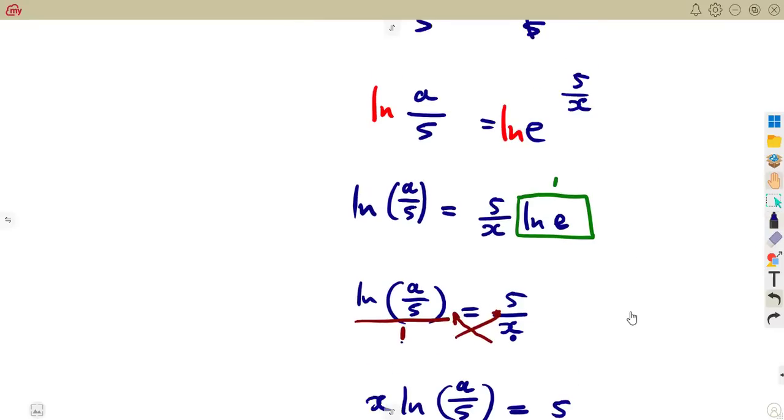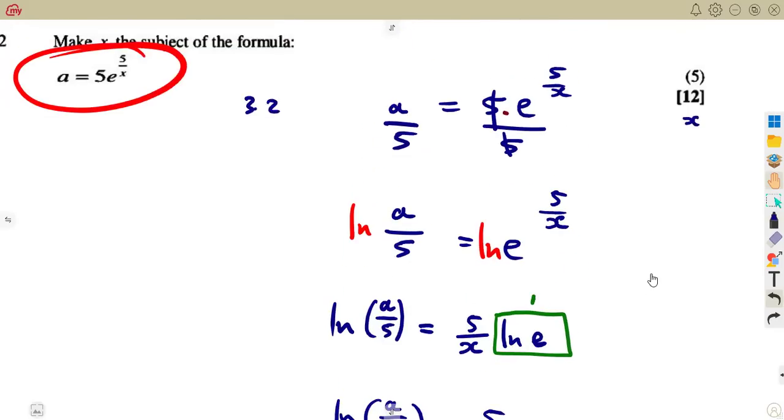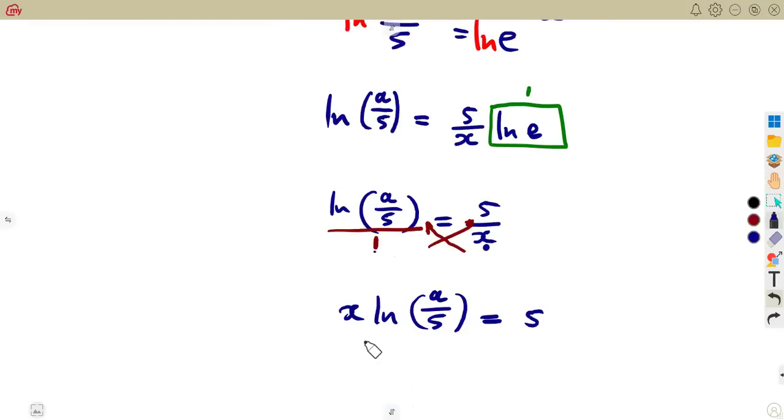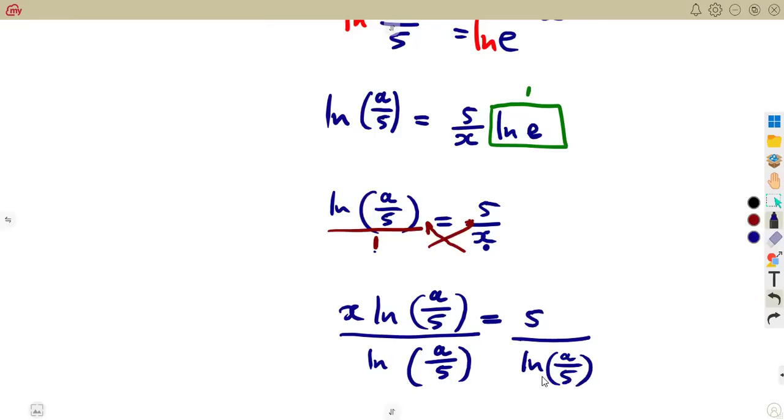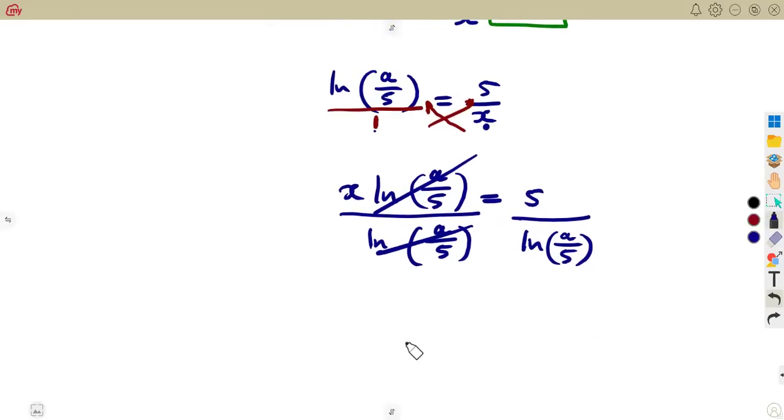Remember, we want to solve for x. We want to make x the subject. So what are you going to do? The ln A over 5, simply divide by it. Divide by ln A over 5 both sides. It's an equation. Whatever you do on the left-hand side must be done on the right-hand side. So this was going to cancel, just like that. So this is your x. So x is equal to 5 over ln A over 5. Is it a 5 there? Yes, just like that.